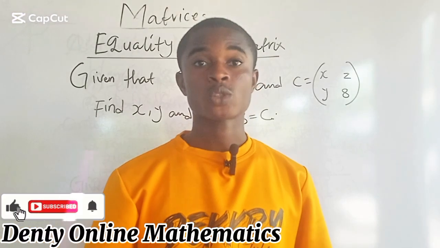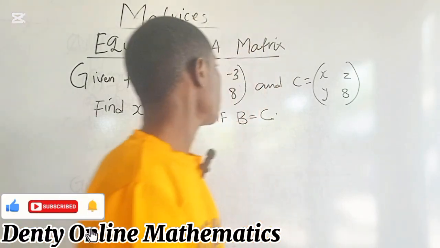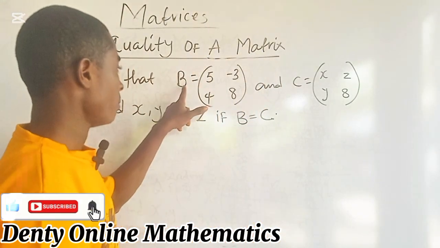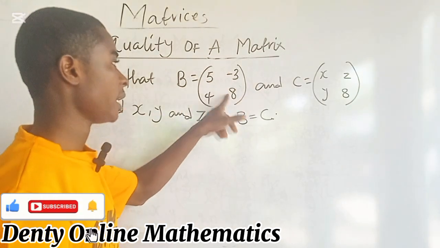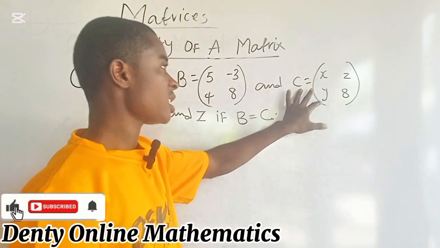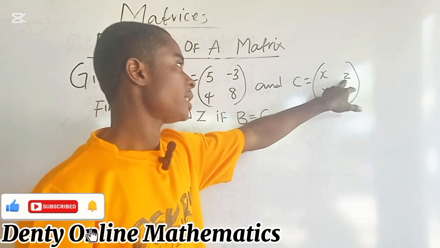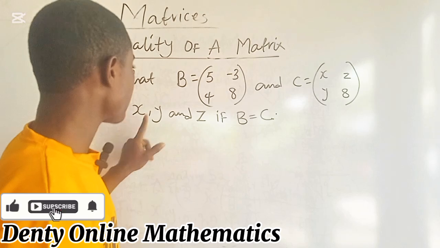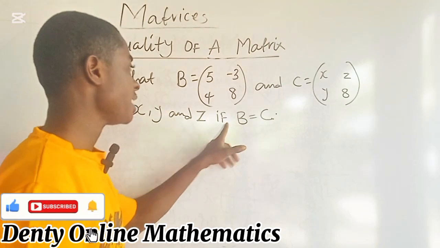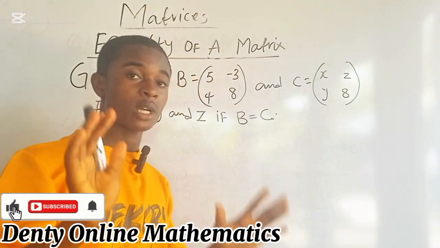All right, let's look at what we have here today. We are given that matrix B is equal to 5, 4, minus 3, and 8. And matrix C is equal to X, Y, Z, and 8. We are asked to find X, Y, and Z if B is equal to C.